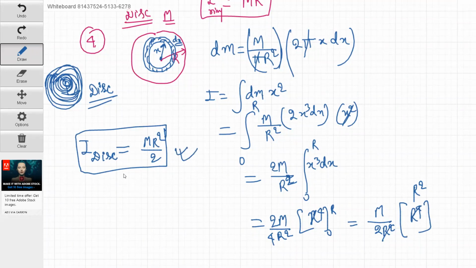Hope you understand. This is also a very, very important formula. Copy it. And you have to practice this derivation at your home, isn't it? You have to practice it.